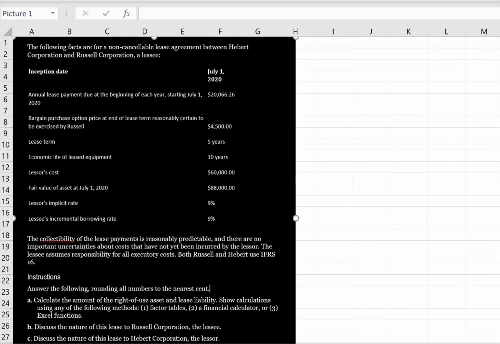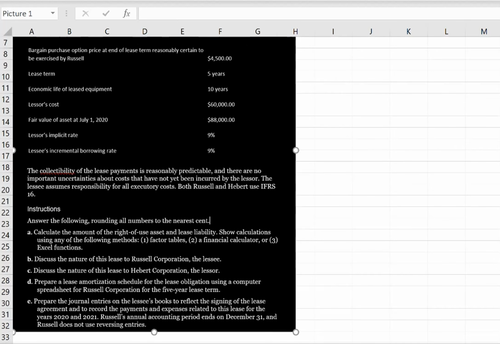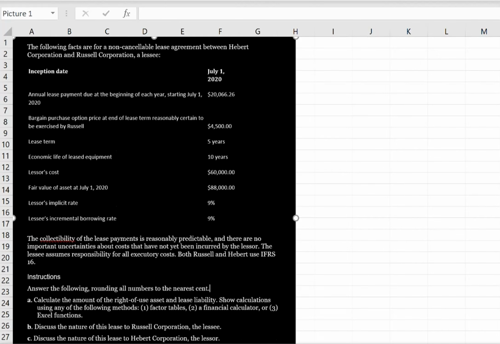The first thing we're asked to do is to calculate the right of use asset and lease liability. So why would we jump into calculating a right of use asset? Well, under IFRS, the only exemption from the right of use asset methodology is if it's low value, which clearly it isn't because the lease payments are $20,066, and it's a 5-year lease, so it's not short term. So the two exceptions are low value or short term, neither of which are met here. Therefore, we know we're in a right of use asset methodology.